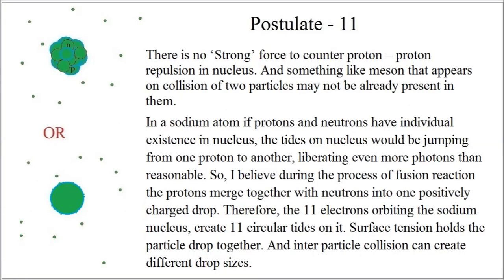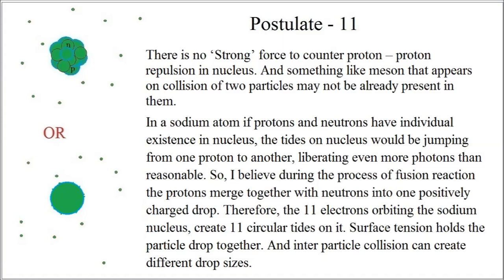The 11th postulate. There is no strong force to counter proton-proton repulsion in nucleus, and something like meson that appears on collision of two particles may not be already present in them. In a sodium atom, if protons and neutrons have individual existence in nucleus, the tides on nucleus would be jumping from one proton to another, liberating even more photons than reasonable.